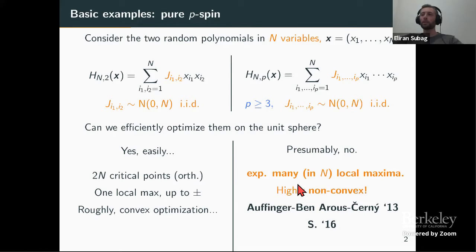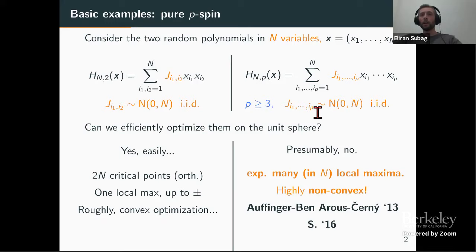In the case where p is equal to 2, the critical points are just the eigenvectors and they come in pairs on the sphere. If v is an eigenvector, minus v is also an eigenvector. With probability 1, you have exactly n such pairs, and only one of them corresponds to a local maximum. So roughly speaking, although not technically, this is a convex optimization problem because you only have one local maximum.